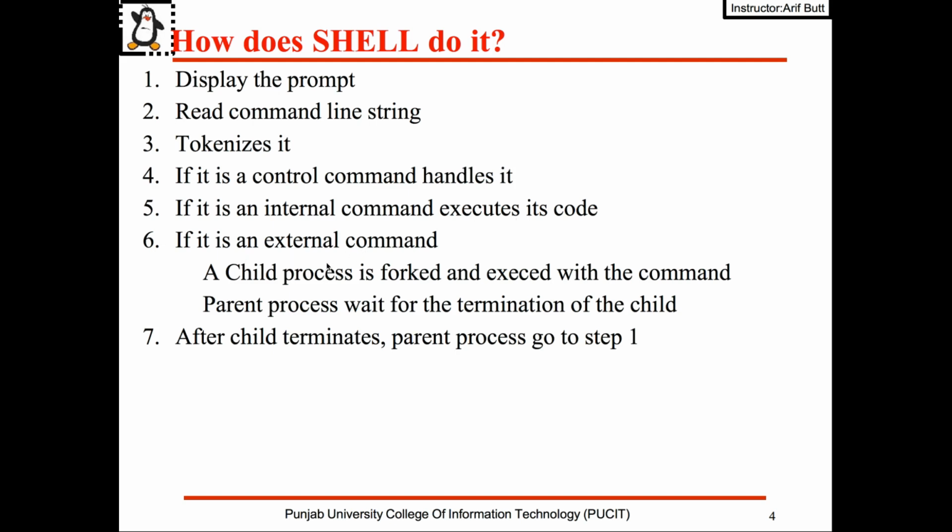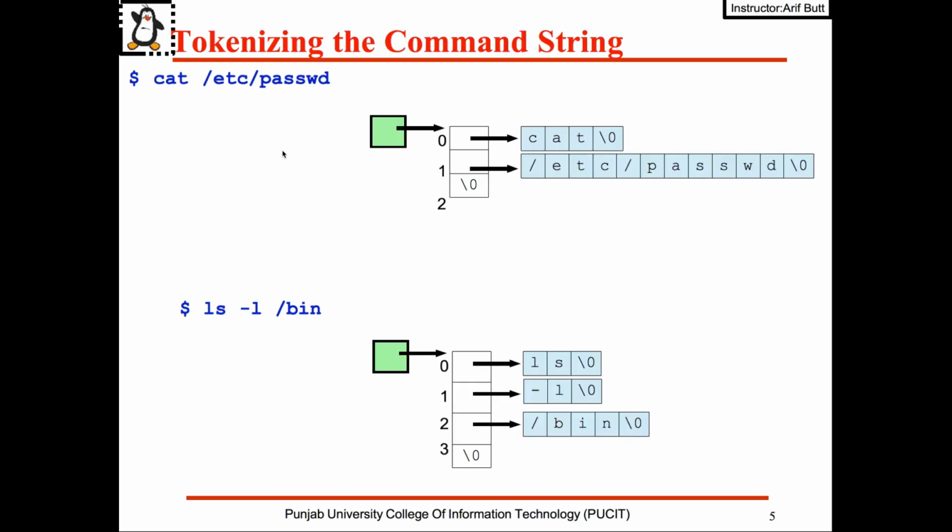If it is an external command, a child process is forked and exec'd with that command. And while the child executes, the parent process waits for the termination of the child. And after the child terminates, the parent process goes to step 1 again, that is, display the prompt and get the next command line. Well, one of the main tasks that we need to do while we design our own shell is tokenizing the command string. So on the shell, a user normally gives a command like this.